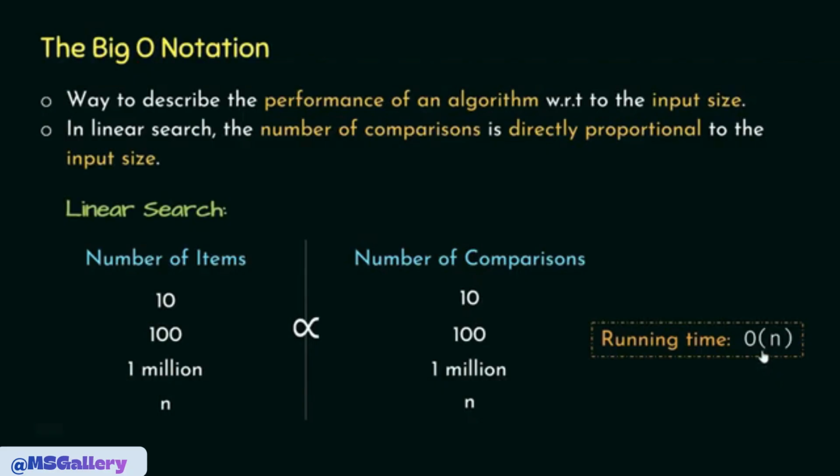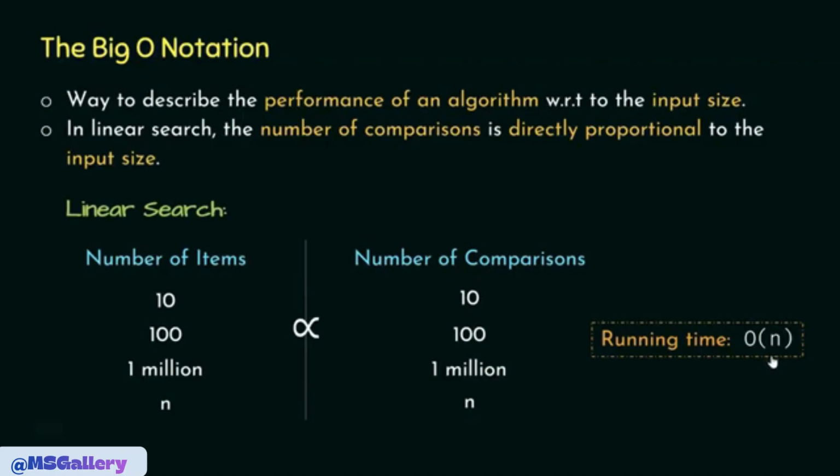So, with Big O notation, we are describing the performance of an algorithm or how fast an algorithm is with respect to the input size. As the input size is n, the number of comparisons is also n, and that's what we have mentioned here. This represents the number of comparisons or the number of operations linear search took. So that's the running time.